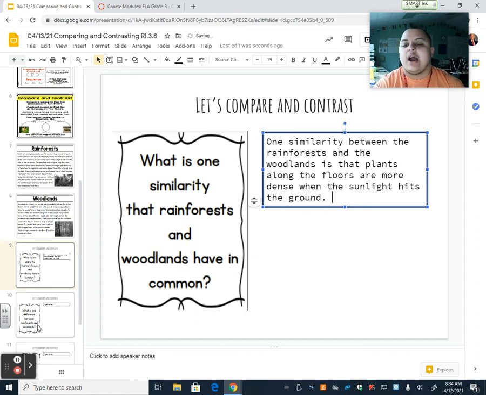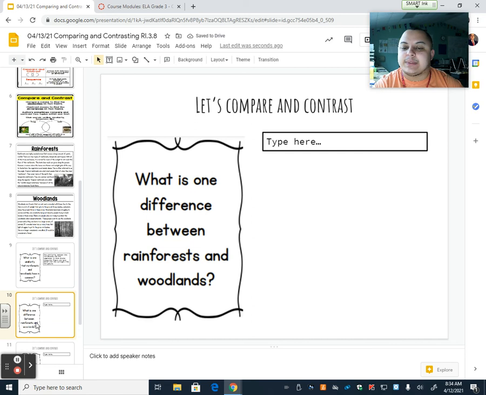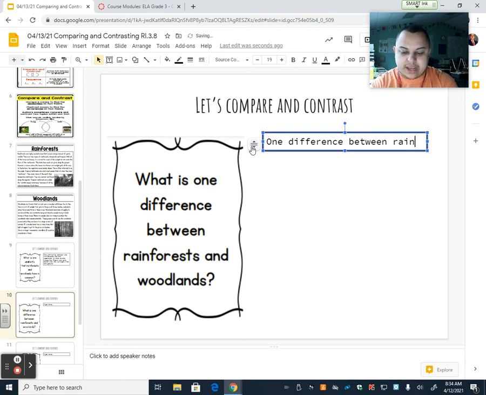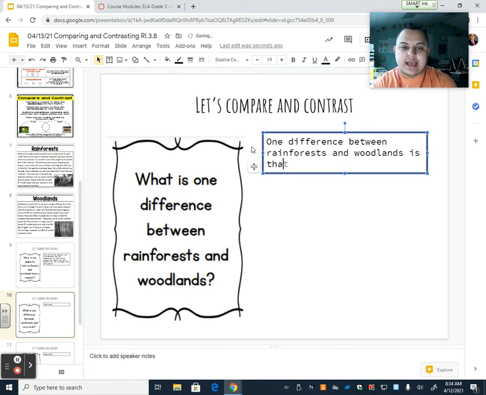All right. Our next question. What is one difference between rainforests and woodlands? So before I even go back to my text, I'm going to say one difference between rainforests and woodlands is that, and then now I'm going to go back and look.